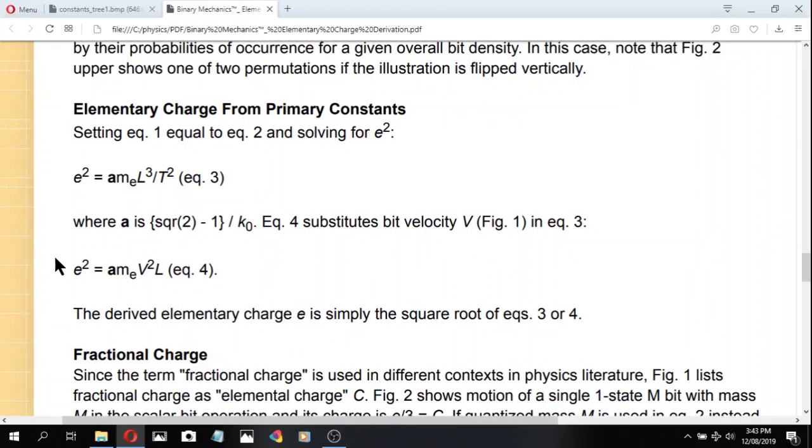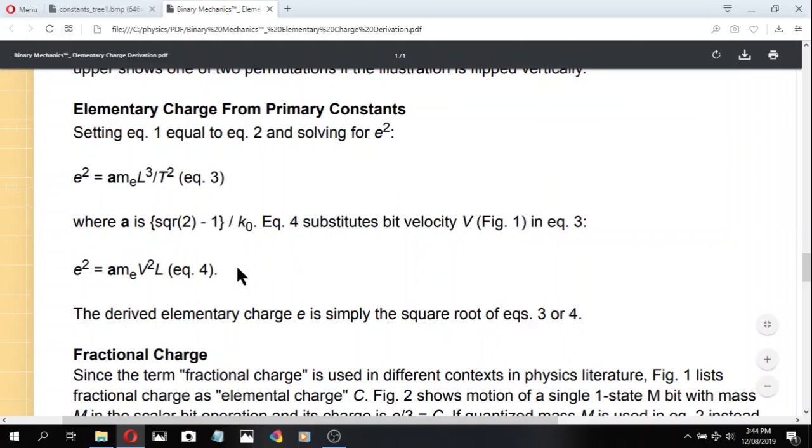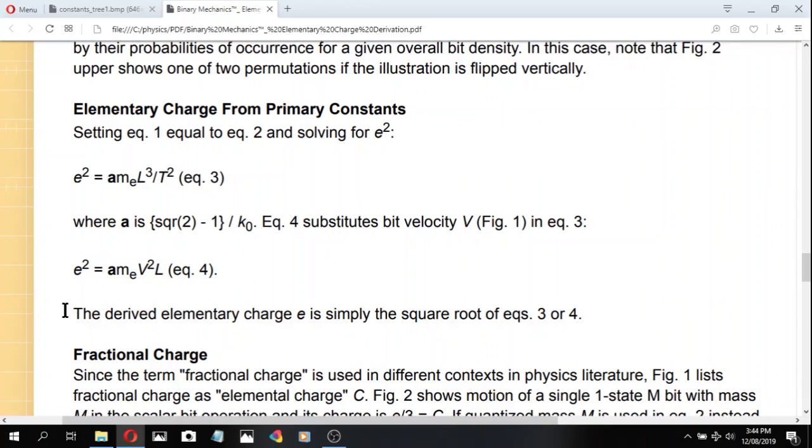Let's get elementary charge from the primary constants. All we got to do, folks, is set equation 1 equal to equation 2, the two forces, solving for e squared. And there we have it, where A is the square root of 2 minus 1 divided by Coulomb's constant, and equation 4 substitutes bit velocity in equation 3, so we just get another way to express it. The derived elementary charge e is simply the square root of equations 3 and 4.